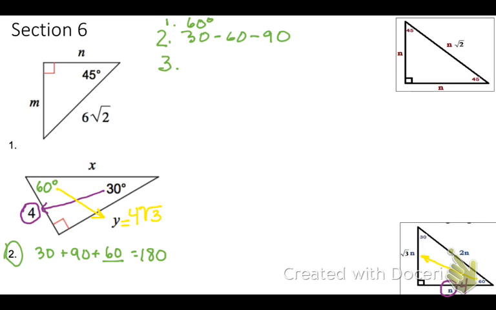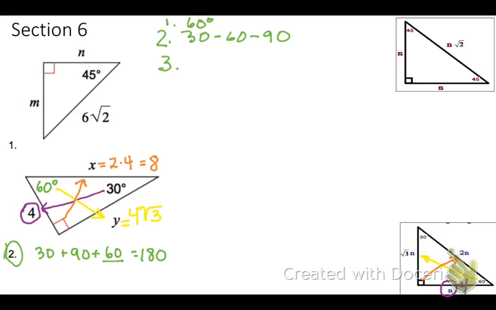Now we need to find this x, and x is across from the 90 degree angle. Over here it shows that the side opposite the 90 degree angle is equal to 2 times the leg. So x is going to be equal to 2 times 4, which is equal to 8.